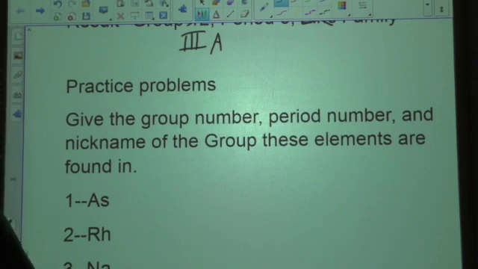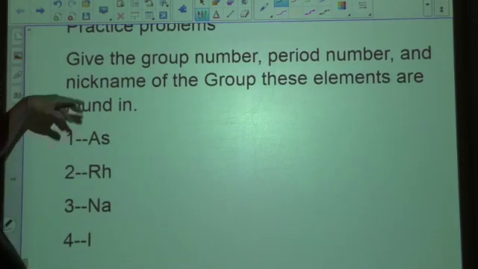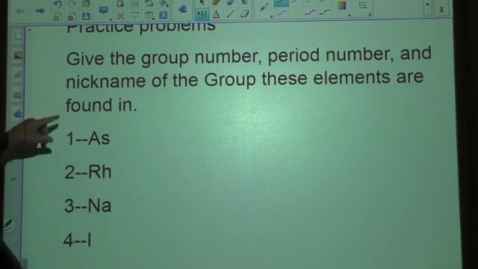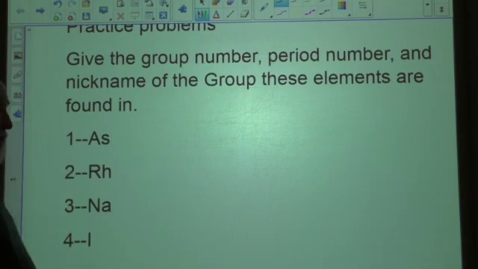Okay, so here's your practice problems here. Find the group numbers, period number, and the name of the columns that these elements are found in.